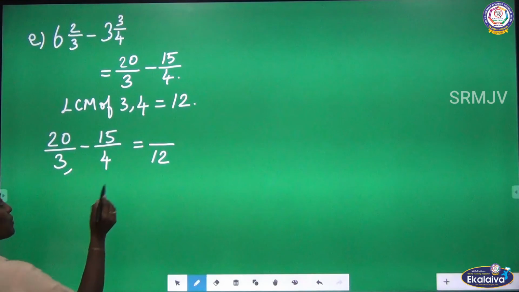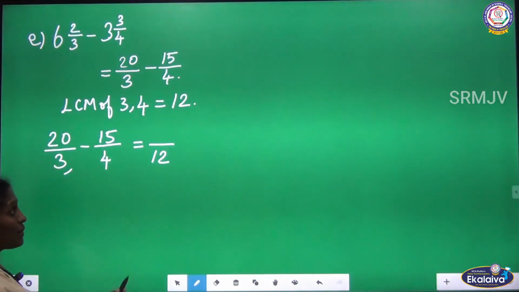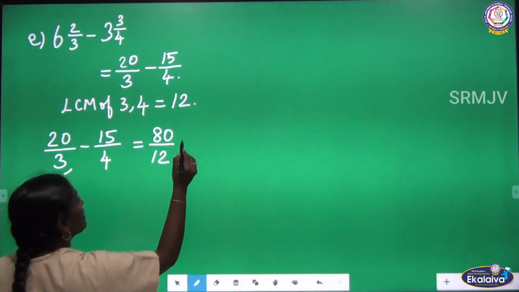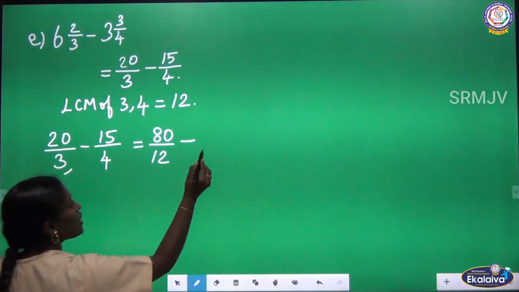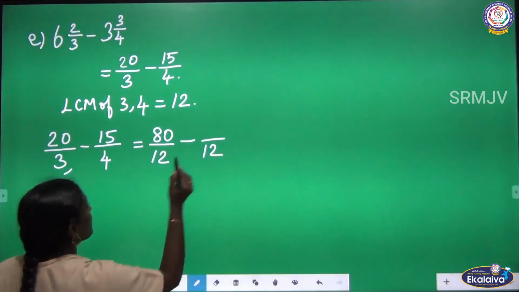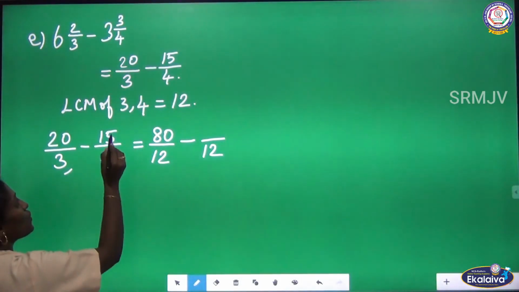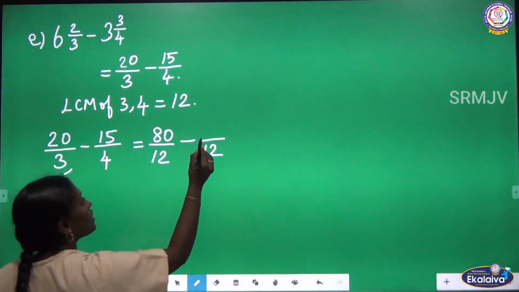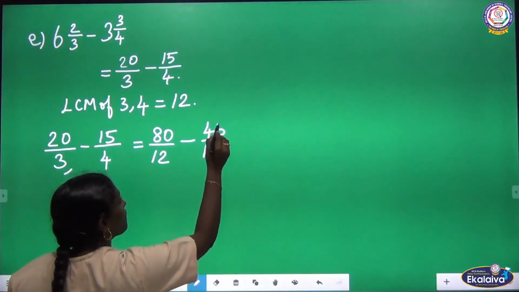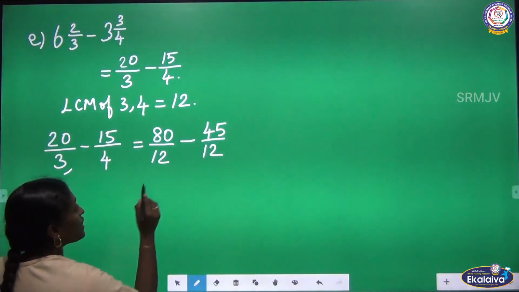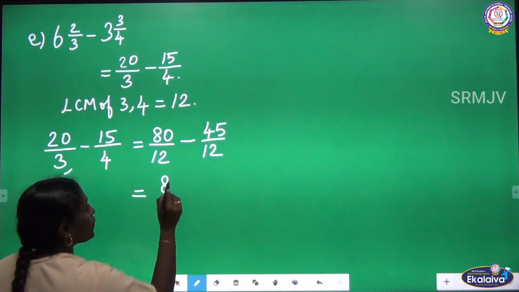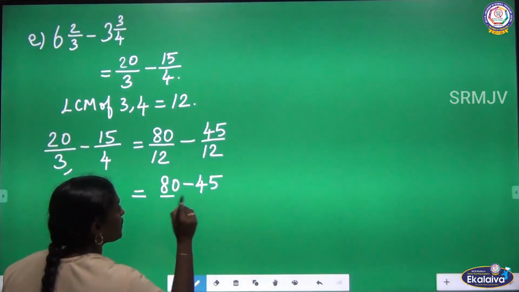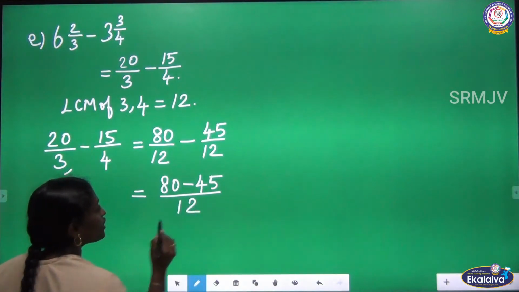So we have to multiply the numerator by the same number 4. So 20 into 4 we will get 80, minus, in the 4 table when you get 12, 4 threes are 12. So we have to multiply the numerator by the same number 3. So 15 into 3, 45. Here these two fractions are like fractions. So we can subtract the numerators 80 and 45 in the same denominator 12.